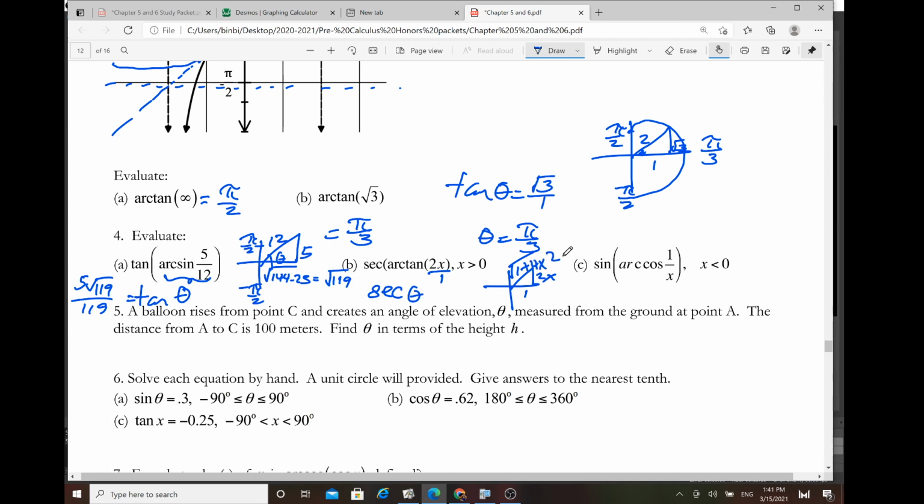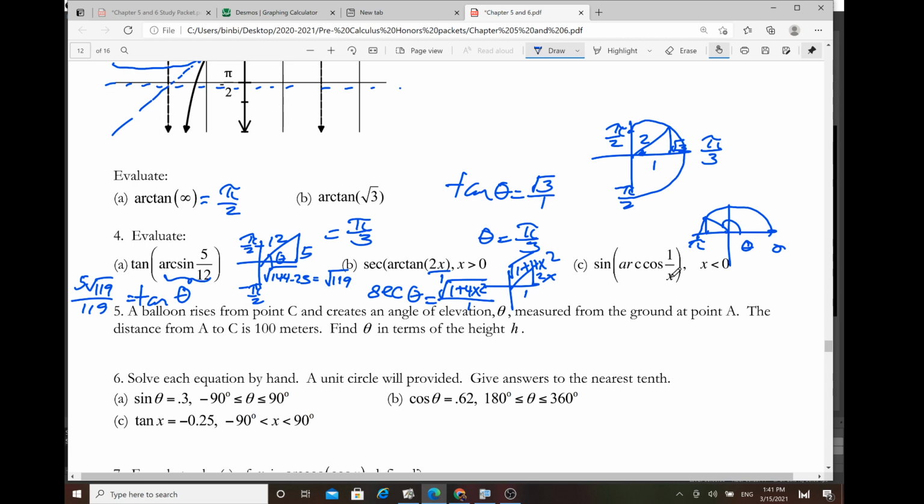So secant of theta, so r over x. So square root of 1 plus 4x squared all over 1, or just the square root of 1 plus 4x squared. And the other one, cosine of 1 over x. X is less than 0, so that means this ratio is negative. So for negative cosine, the restricted range is from 0 to pi. So negative ratio means this one is in quadrant 2 with that theta.